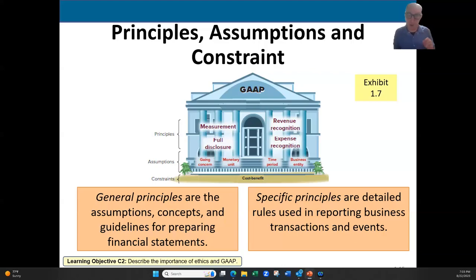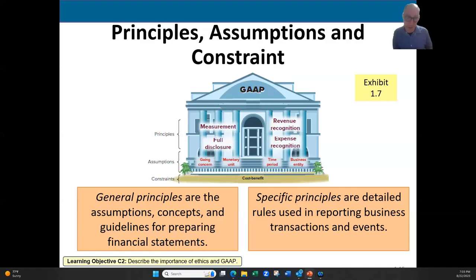The time period, we measure four time periods in accounting. A day, a month, a quarter, which is 3 months, half a year, and a full year. So those are the time periods we'll talk about.